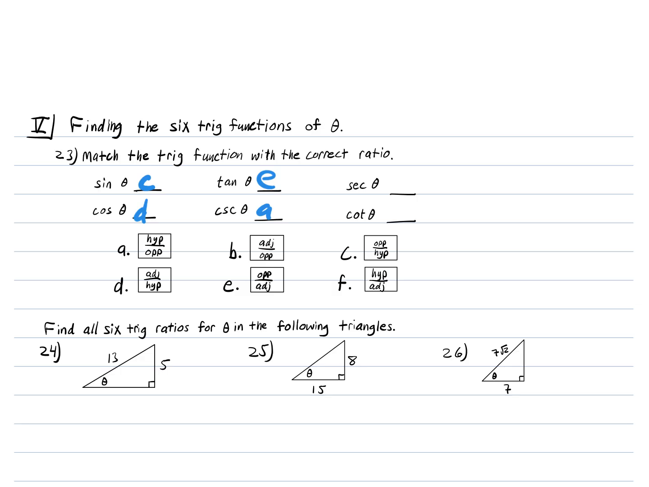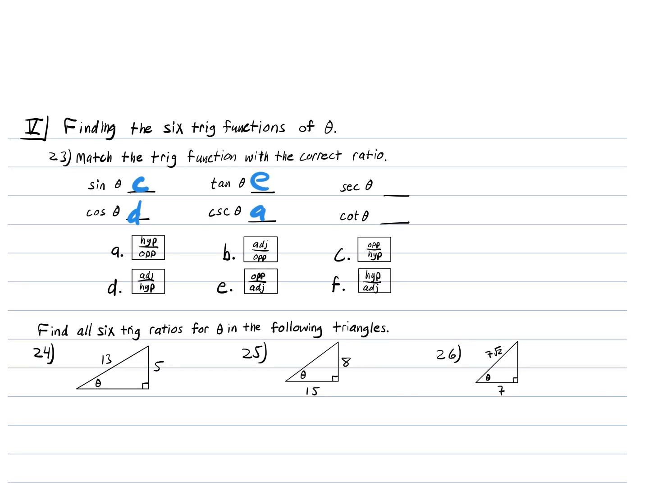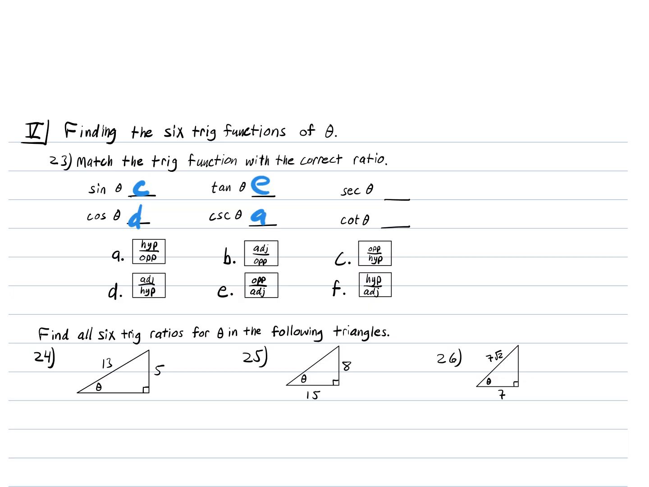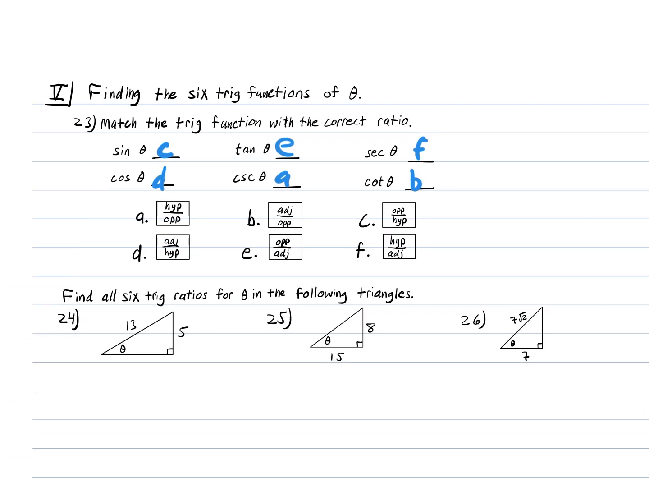And then secant's the reciprocal of cosine. If cosine is adjacent over hypotenuse, then it's going to be hypotenuse over adjacent, right? And then cotangent is the reciprocal of tangent. Tangent is opposite over adjacent, so cotangent is going to be adjacent over opposite, all right?